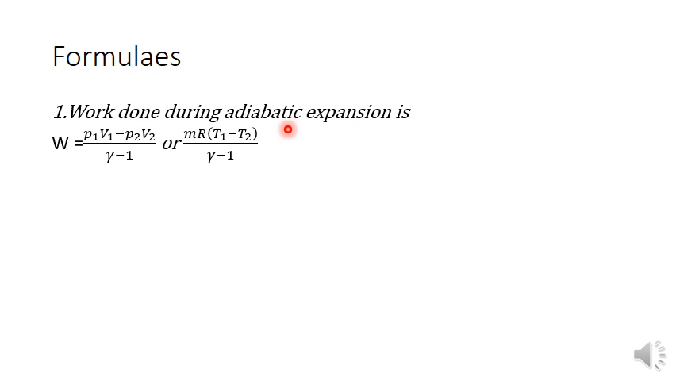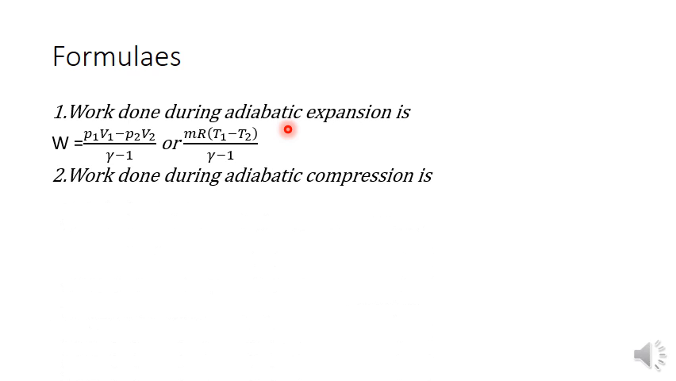Coming to the adiabatic compression, the work done is negative. W is equal to (P2 V2 minus P1 V1) divided by (gamma minus 1), or we can write it as MR (T2 minus T1) divided by (gamma minus 1). This is the expression for the work done during the adiabatic compression process.